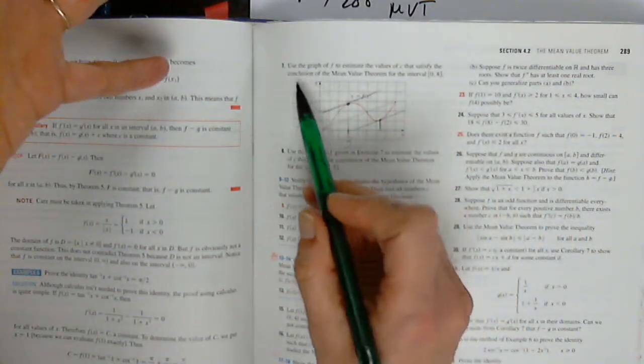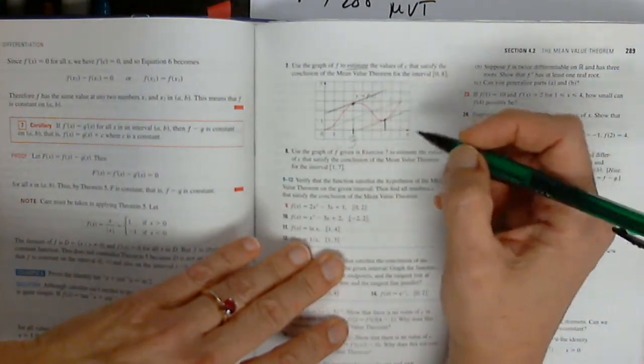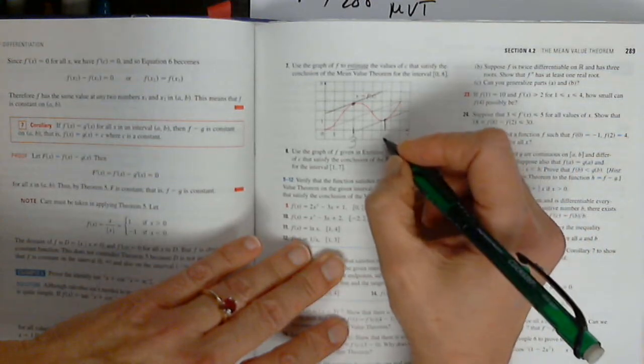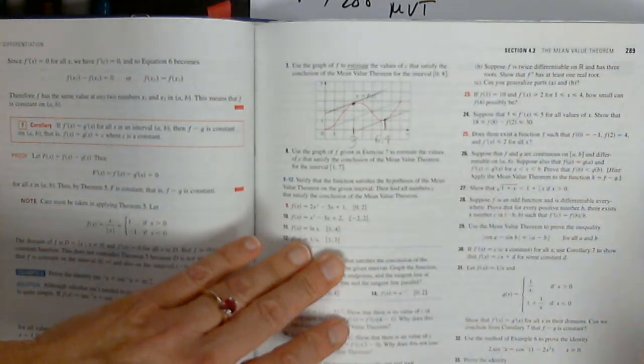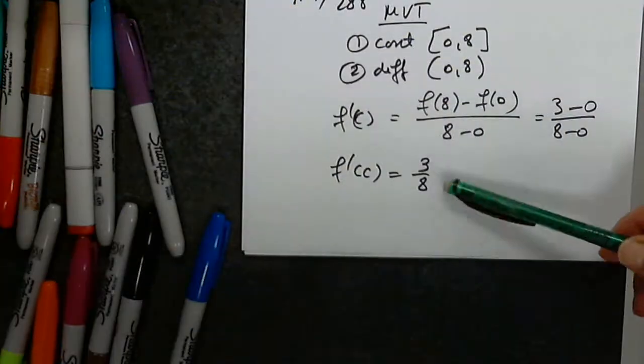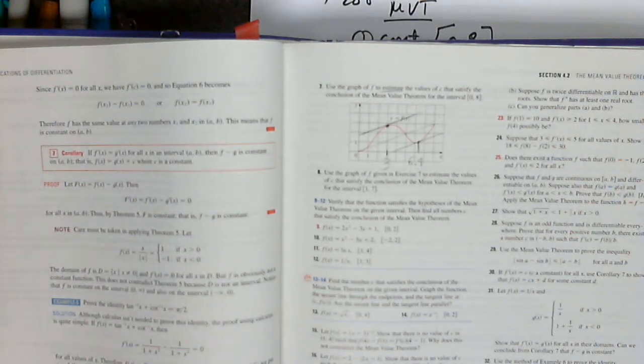The problem says estimate. Okay, so I will say that this is about 3. 1, 2, 3, 4, 5, 6, 7. I don't know, maybe 6.4. So these are the points at which f prime of c, f prime of 3 is roughly 3/8, and f prime of 6.4 is roughly 3/8. Of course, my graph is not perfect. I'm asked to estimate, so roughly that's what I came up with.